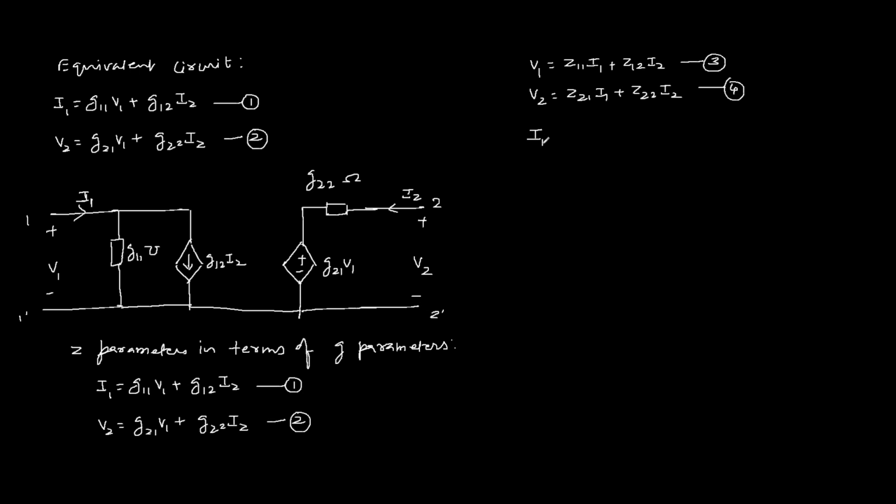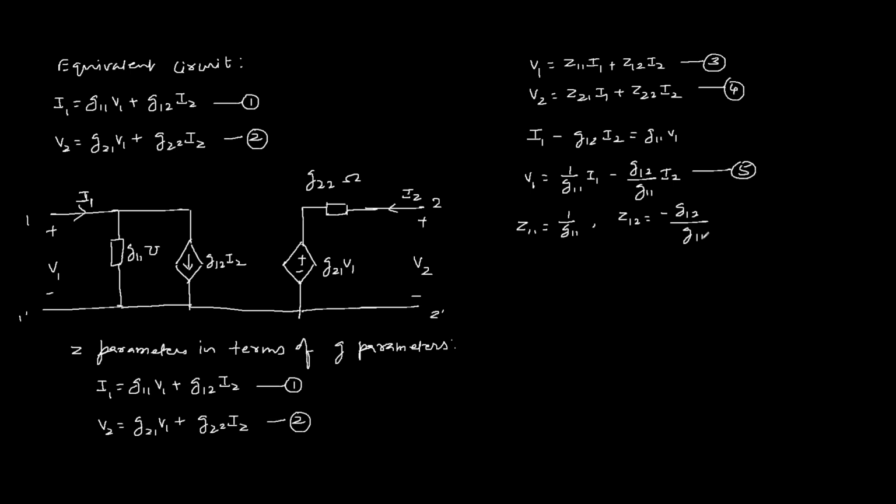In equation 1, I1 minus G12 I2 equals G11 V1. So V1 is 1 over G11 I1 minus G12 over G11 I2. This is equation 5. Now comparing equations 5 and 3, we can write that Z11 is 1 over G11 and Z12 is negative G12 over G11.